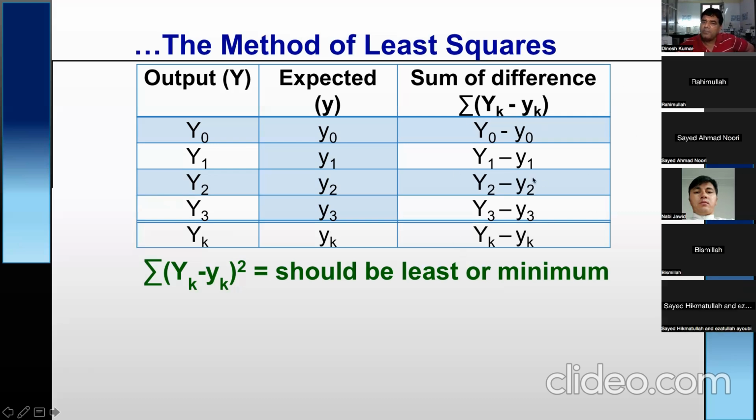Because here differences may be, some value may be positive, some value may be negative. So therefore, you need to square individual values and then make the total of all. And this total should be the least or minimum. Therefore, it is called as method of least squares.